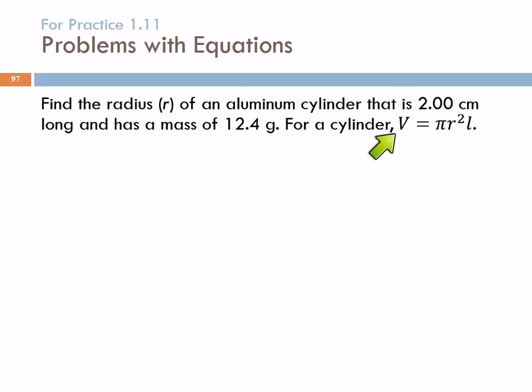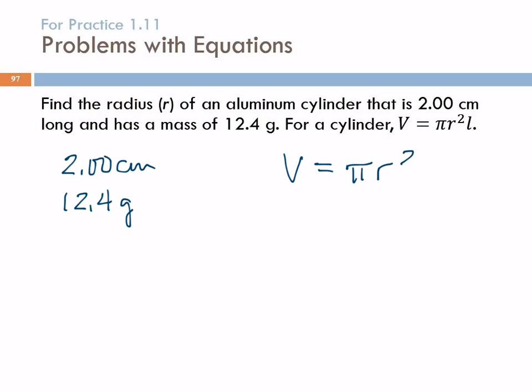So they give us this equation. So let's write down the numbers that they gave us. 2.00 centimeters, 12.4 grams. Then we have this equation. Volume is pi r squared times L. We need to identify what those numbers are. It says 2.00 centimeters long. So we have the L. That's the length. And volume, I imagine that we probably find out by using the mass. Yes, we can. So they're asking us for R.